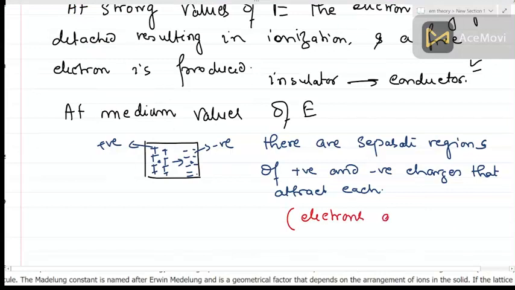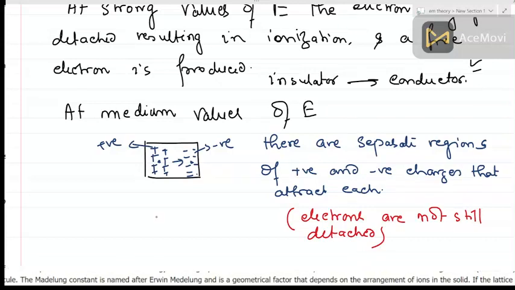Now what happens is that the electrons are still not detached. You have to keep this in mind. This is not the extreme electric field. Electrons are still not detached from the atom, but they are separated. There is a separation between the positive and negative charges, and still an attractive force is acting between them.